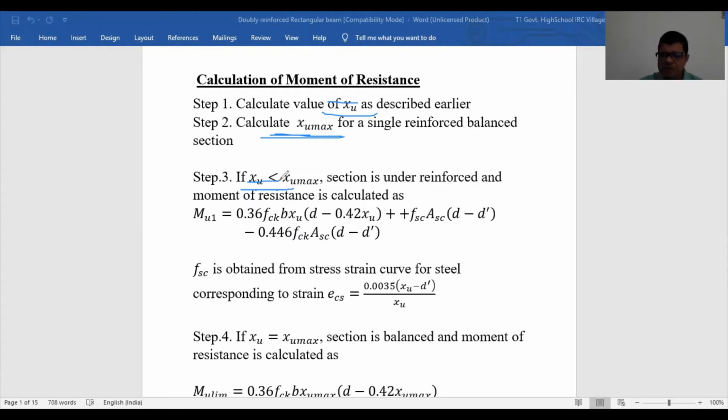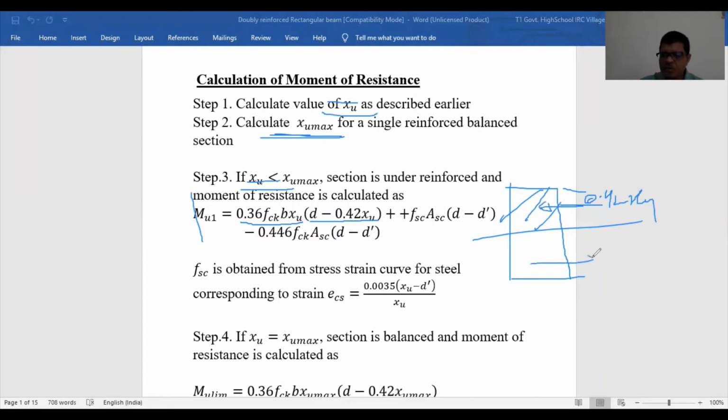If xu is less than xu maximum, then it is an under-reinforced section. So calculate the value of the moment of resistance. What is the moment of resistance? Force multiplied by lever arm. The force in concrete is 0.36 fck b xu, and the lever arm is d minus 0.42 xu. To clarify in the neutral axis diagram, if this is the concrete, the CG of the concrete is at 0.42 xu. So the distance between this force of concrete and this steel is d minus 0.42 xu.